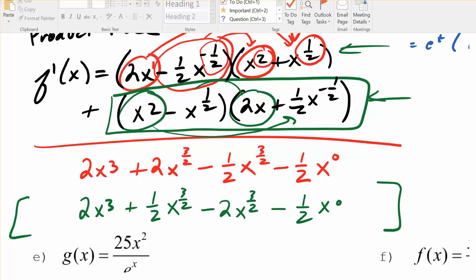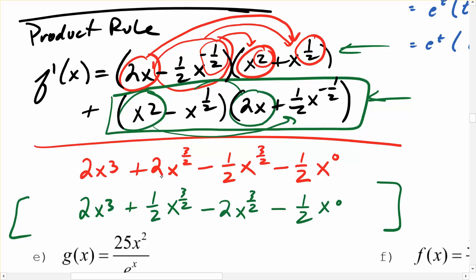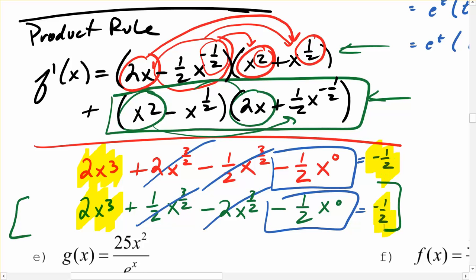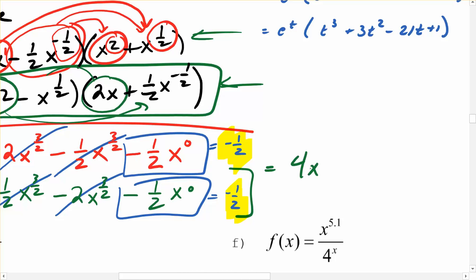Now there's some magical stuff that cancels. What cancels now? This cancels with that because you're adding them together, right? And then what else cancels? In the middle, those cancel. What is negative 1/2 x to the 0? Negative 1/2. So when you put all the pieces together, there are 4 pieces left. What is left? 2x cubed, negative 1/2, and negative 1/2. When you put all those together, what do you end up with? 4x cubed minus 1. Is that the same thing? Is that what we wanted it to be?